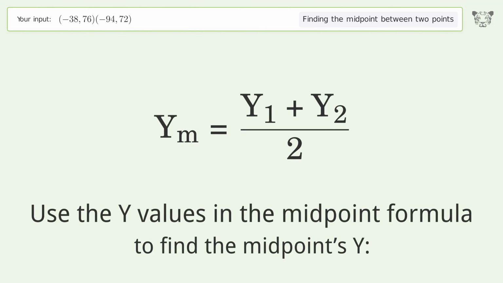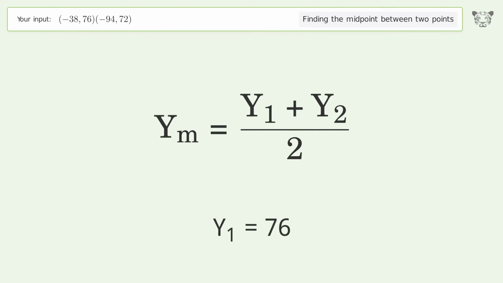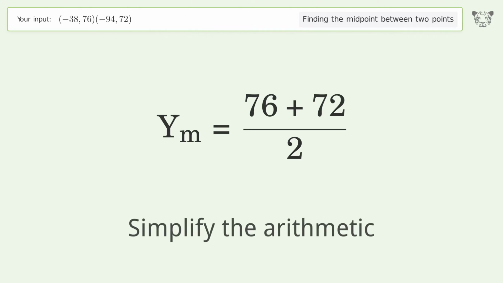Use the y values in the midpoint formula to find the midpoint's y. y1 equals 76. y2 equals 72. Simplify the arithmetic.